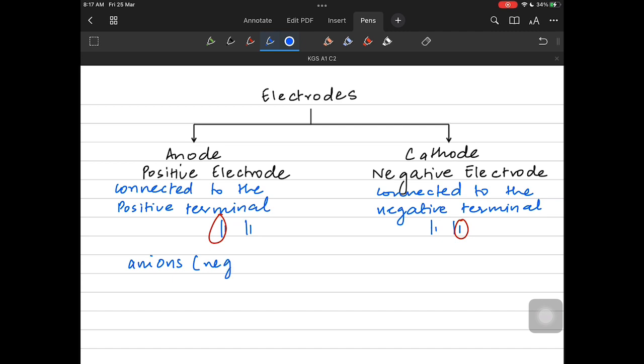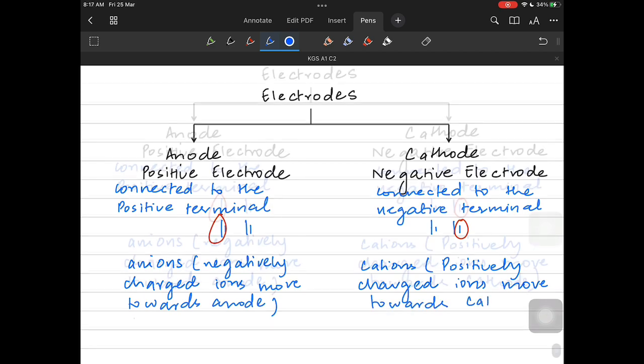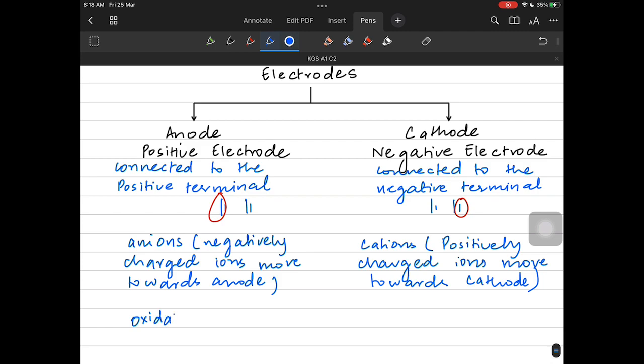When we talk about ions, the anions are the negatively charged ions. So they are always attracted to the anode. That's why the names are similar, anode and anion. So anions are negatively charged ions that move towards the anode, and cations are the positively charged ions which move towards the cathode. That's why similar names.